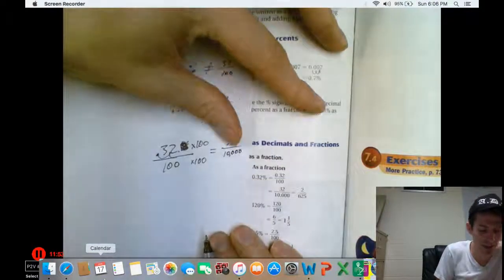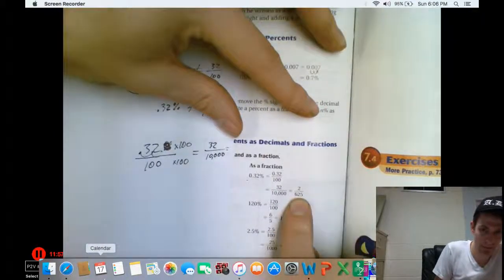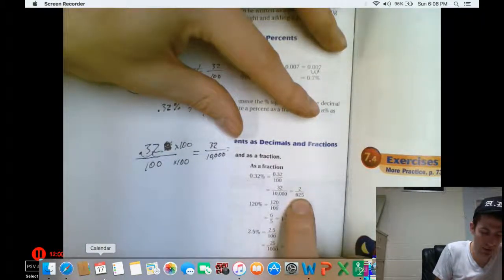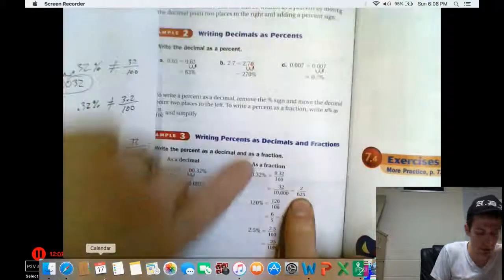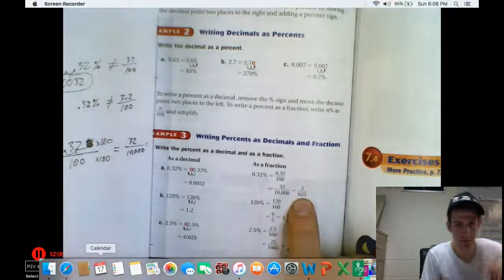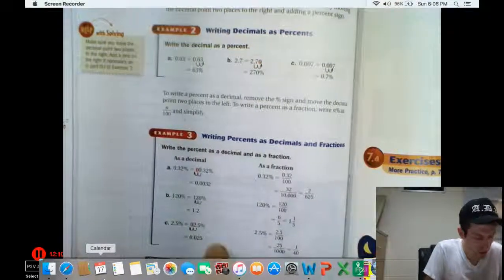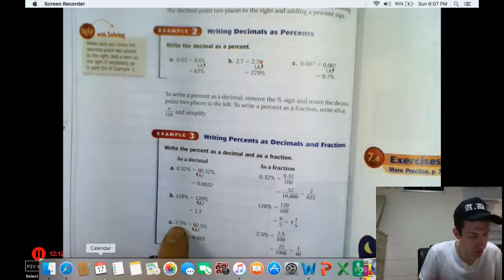32 out of 10,000, which reduces to, and they have it right here, reduces to 2 out of 625. So 0.32% as a fraction is 2 out of 625. Let's look at this bottom one. Maybe it's the most challenging.